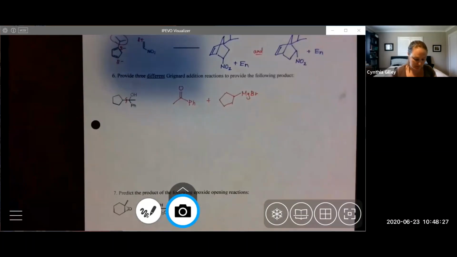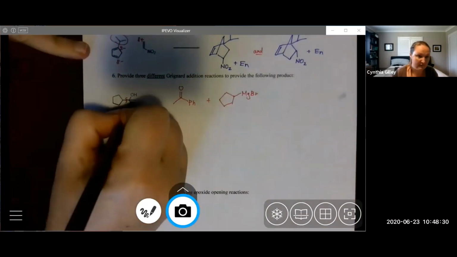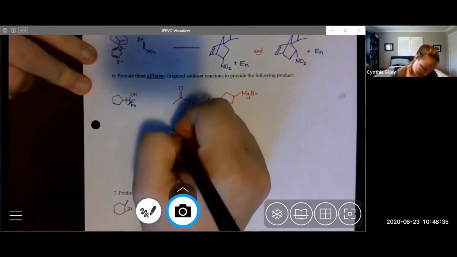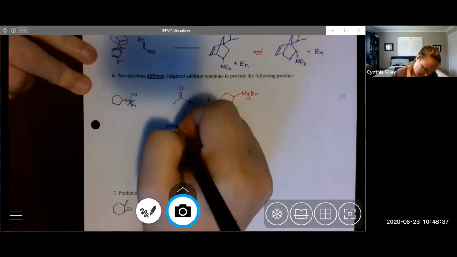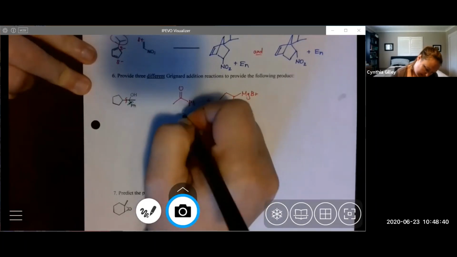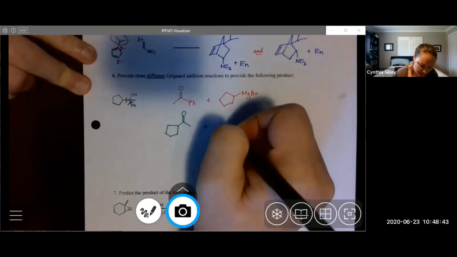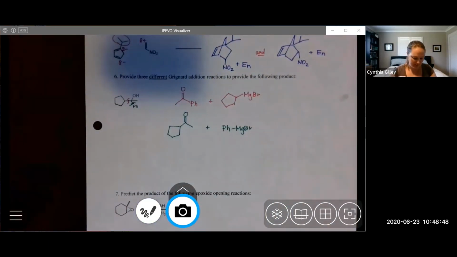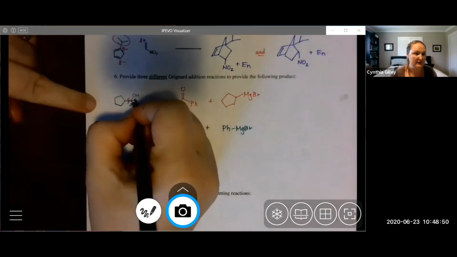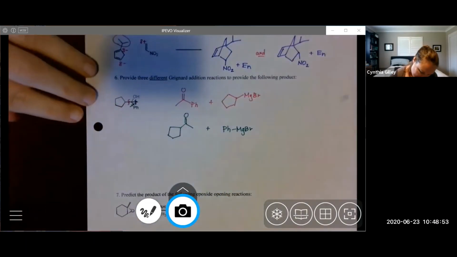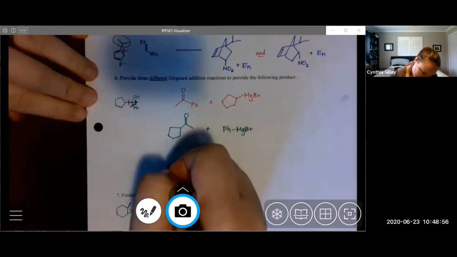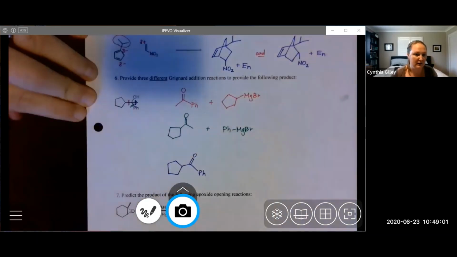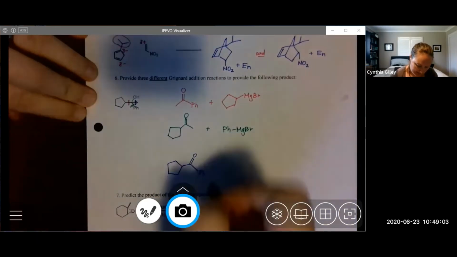It's also possible you made, for example, this bond. And if that's the case, then you have a new ketone and a new Grignard reagent. Could have also made this bond with a methyl. Right? And if that's the case, then we have the phenyl and the cyclopentyl attached to the carbonyl, and a methyl Grignard.